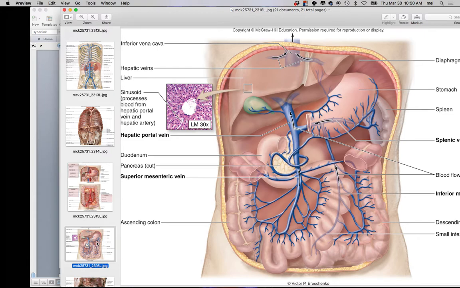I want to compare them on gas content, meaning where is oxygen, carbon dioxide, high, low. I want to compare them in nutrient content. Where are you going to have boatloads of nutrients? And toxins and pathogens. Okay, you ready?